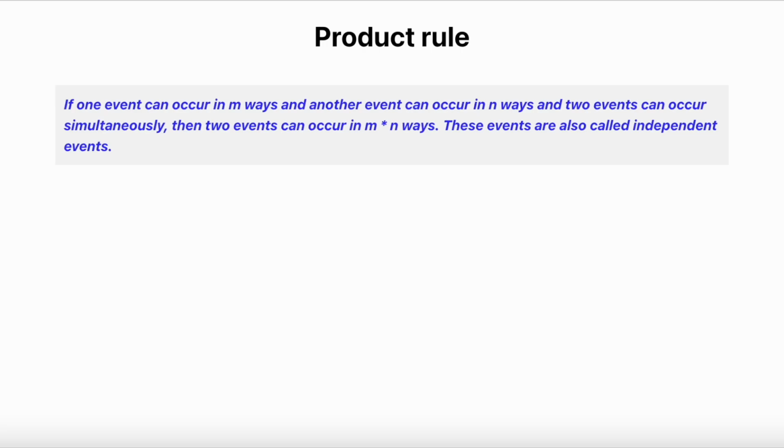Product rule. If one event can occur in m ways and another event can occur in n ways, and two events can occur simultaneously, then the two events can occur in m into n ways. These events are also called independent events.